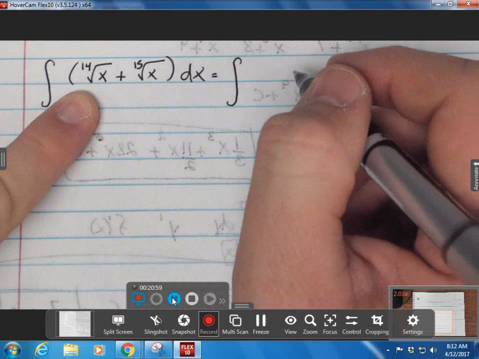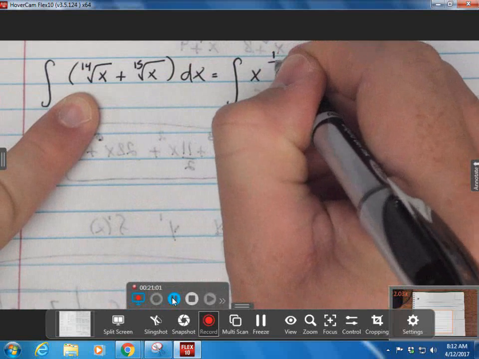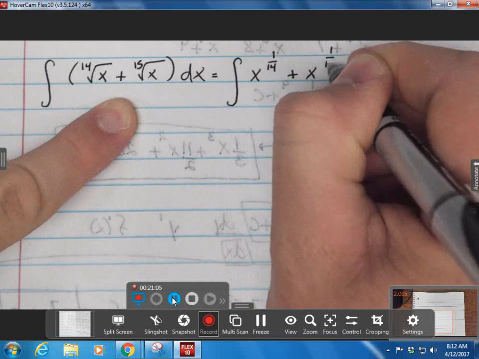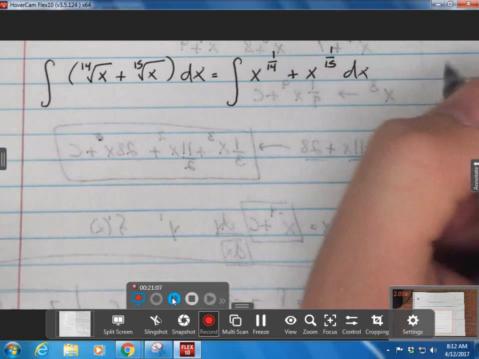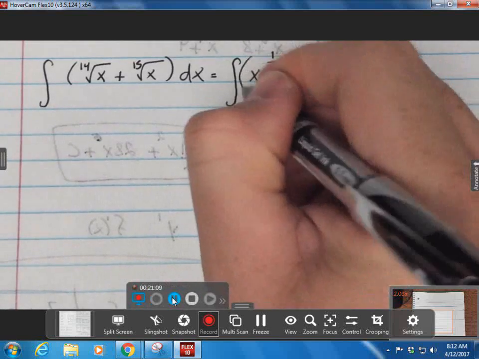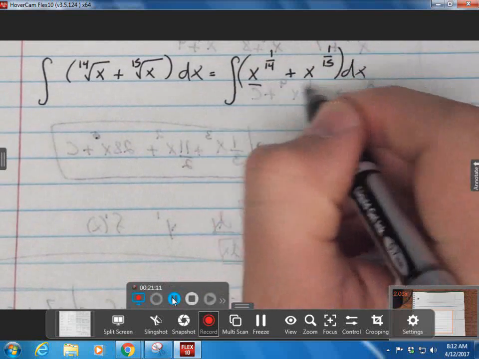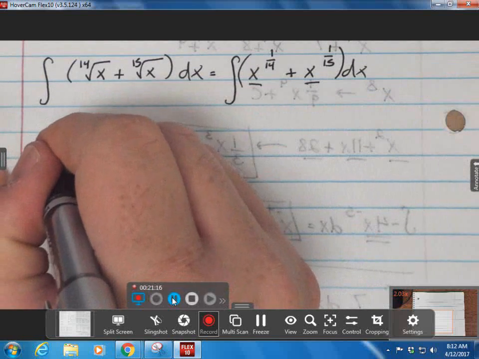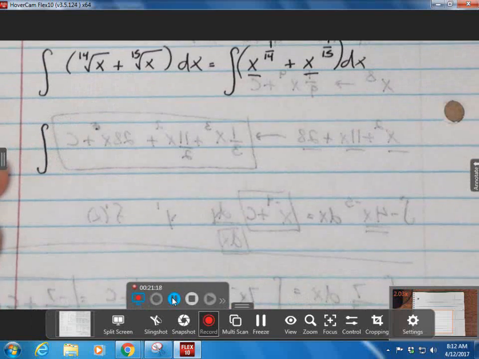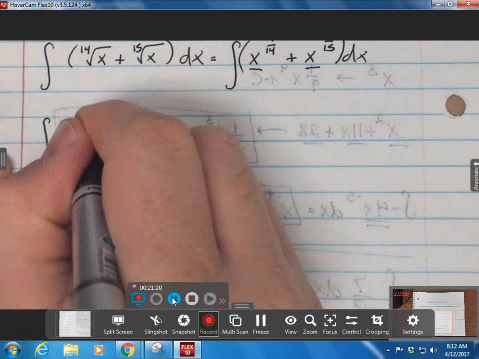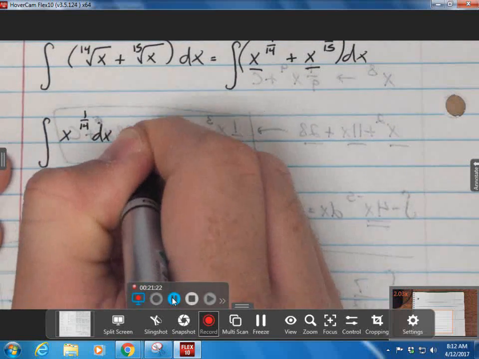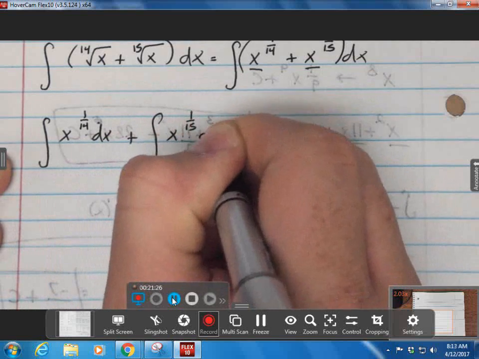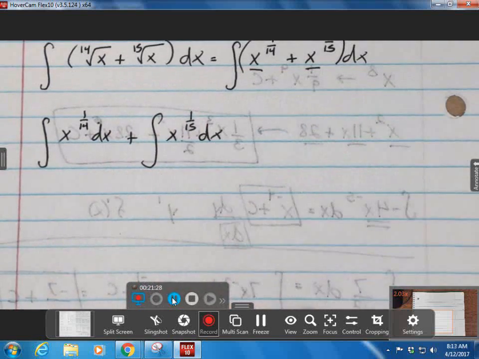The 14th root of x would be x to the 1/14th power. The 15th root of x would be x to the 1/15th power. And again, an integral of two things being added is simply two separate problems. And if you even wanted to split it up, some books will make you do this. They'll make you split it into the integral of x to the 1/14th dx plus the integral of x to the 1/15th dx. And it's simply two different problems is all you're doing.